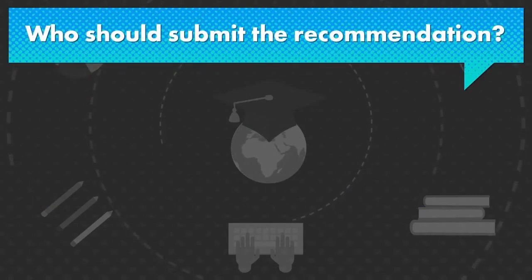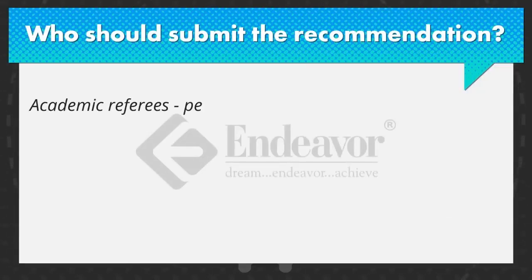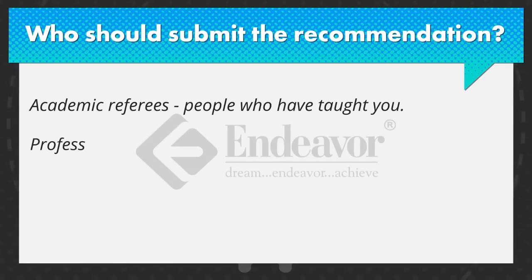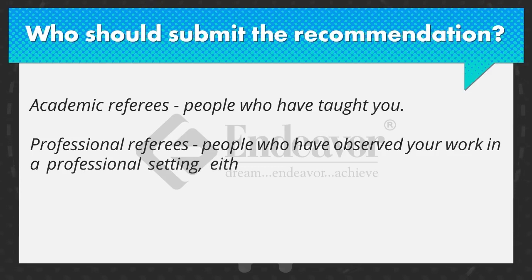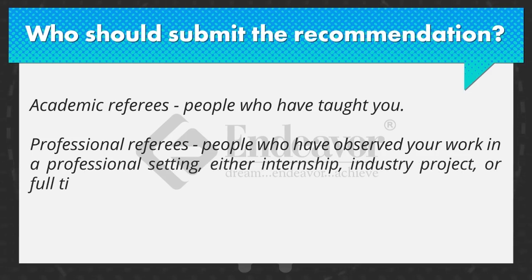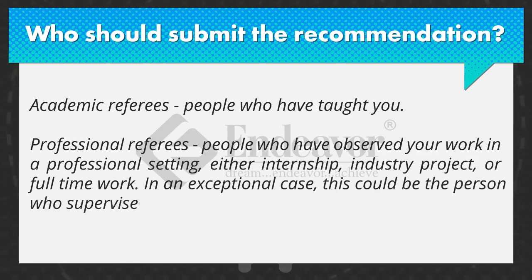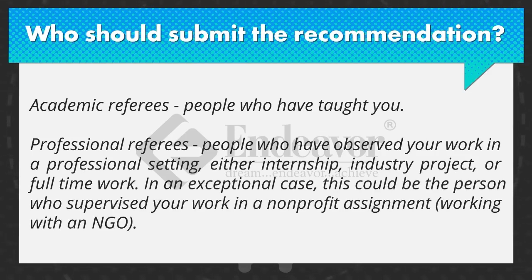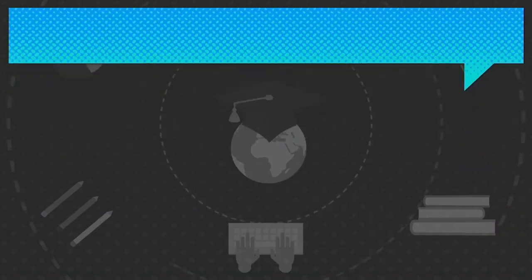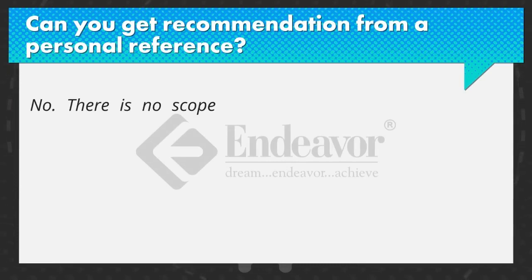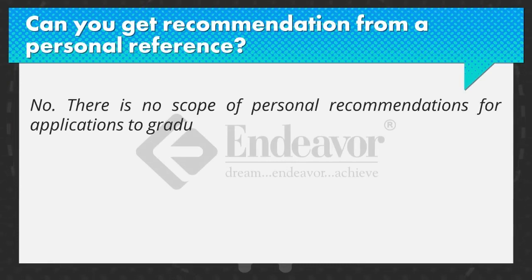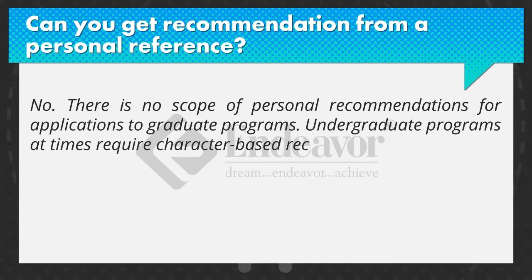Who should submit the recommendation? Academic referees, that is, people who have taught you. Professional referees, that is, people who have observed your work in a professional setting, either internship, industry project, or full-time work. In an exceptional case, this could be the person who supervised your work in a non-profit assignment. Can you get recommendation from a personal reference? No, there is no scope of personal recommendations for the application to graduate programs. Undergraduate programs at times require character-based recommendations.